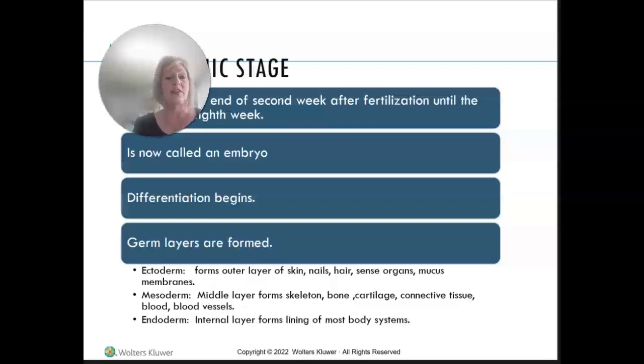So the ectoderm, think of it as external. So it's kind of going to be where your skin, your hair, your nails, your sense organs, mucous membranes, kind of that outer layer. The mesoderm is the middle layer. So what's in the middle of us? Well, our skeleton, bone, cartilage, connective tissue, blood, that's kind of in the middle. The endoderm is inside, endoderm. That's going to be where all of our internal layers form, the linings of all of our body systems, all of that's going to start forming there.